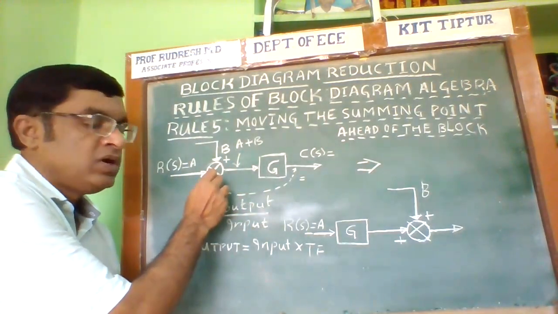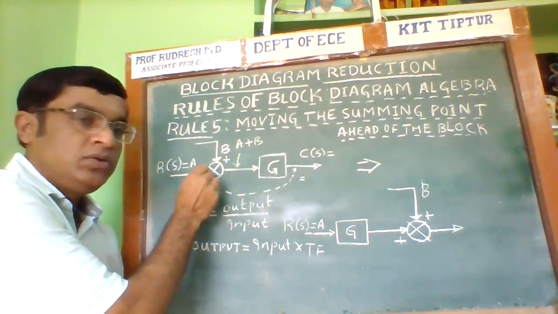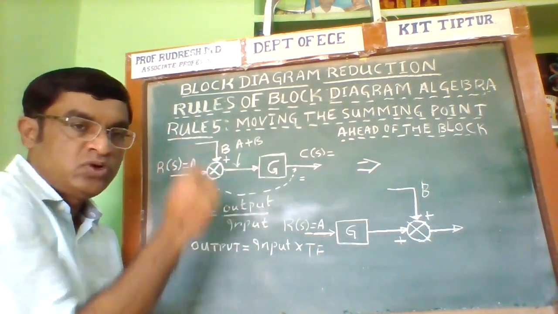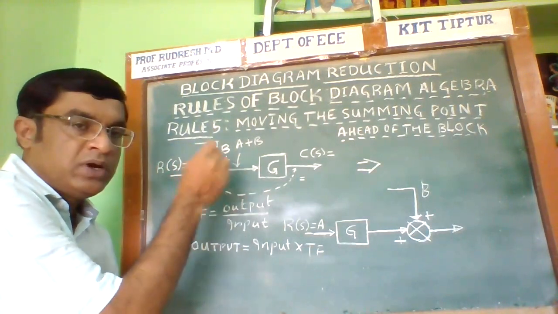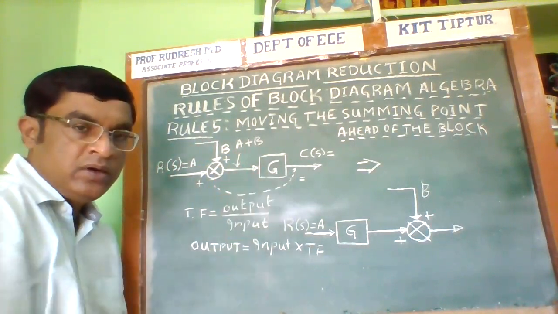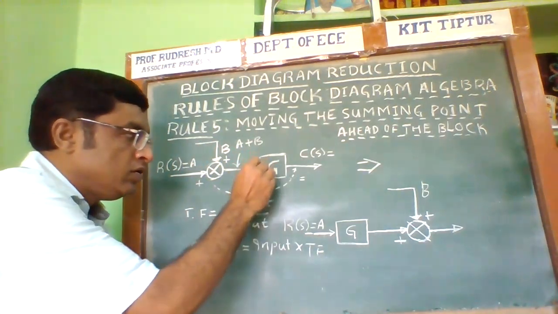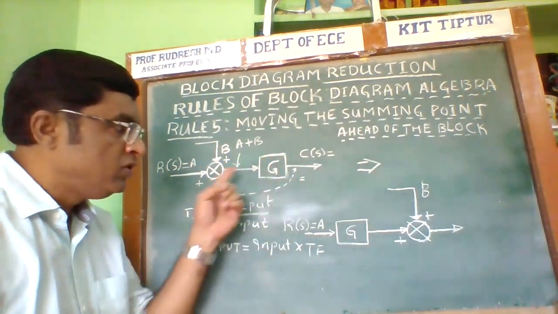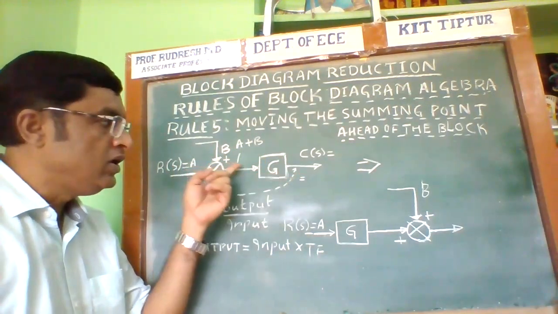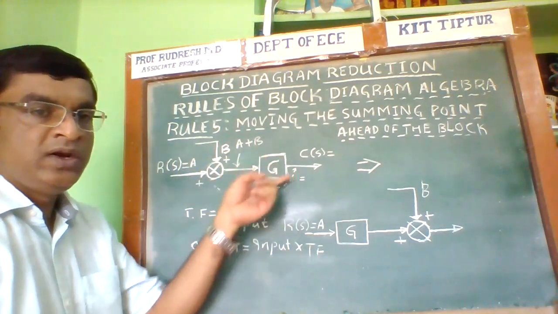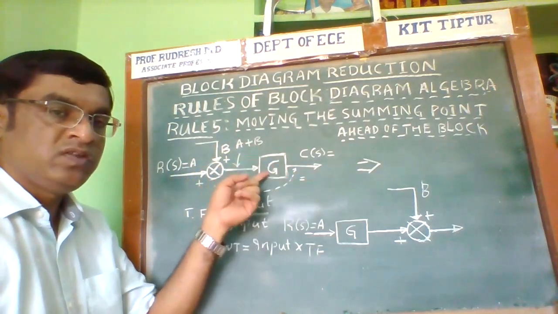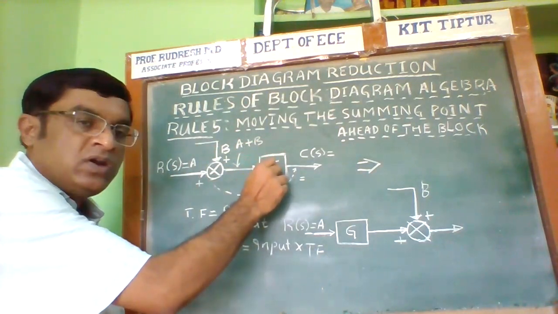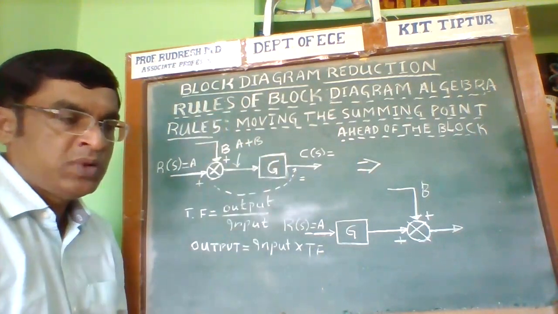Here there is a summing point. The summing point is used to add two or more signals. Similarly, a block is a symbol indicating the mathematical operation that produces the output signal from the input signal. So this is the symbol for mathematical operations. Usually, the transfer functions are placed inside the block.